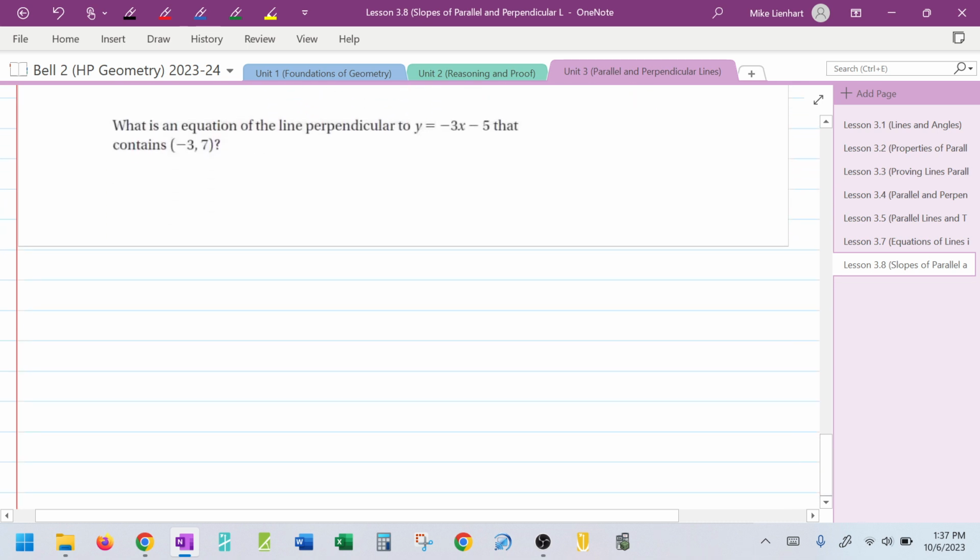All right, and the final example here, what's the equation of the line perpendicular? There's that key word again. I know this line has a slope of negative 3. The perpendicular slope then would be, negative becomes positive, flip 3 over 1 to 1 over 3. I then write y minus 7 equals 1/3 times x minus negative 3, which would be plus 3. Distribute: y minus 7 equals 1/3 x plus 1/3 times 3 would be 1. Add 7, I get y equals 1/3 x plus 8.